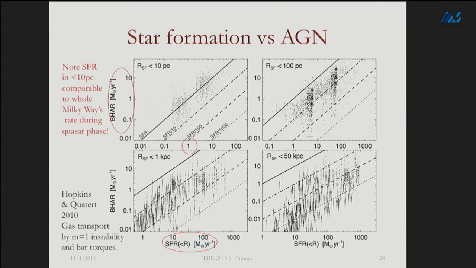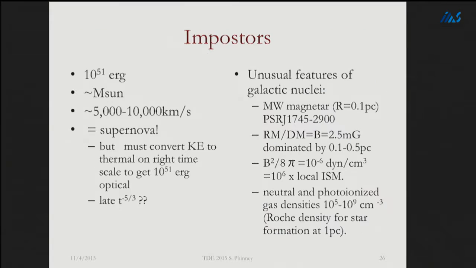Let me skip over the star formation in the galaxies and just leave you with the imposters. So as we heard, the TDE, optical TDEs we see are 10 to the 51 ergs, about a solar mass, several thousand kilometers a second. You tell that to an astronomer and there's a knee-jerk reaction, supernova. Now, of course, the typical supernovae don't optically radiate 10 to the 51 ergs because of adiabatic expansion, so you have to reconvert the kinetic energy to thermal energy on the right time scale to get months or year time scales. But in the centers of galaxies, I think that's actually not hard to arrange.